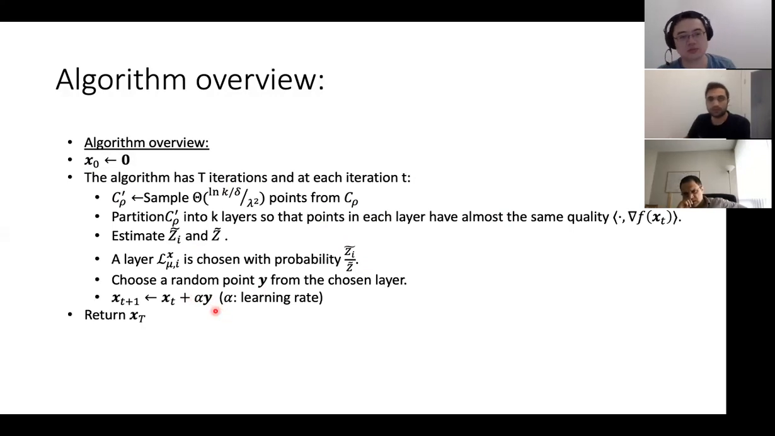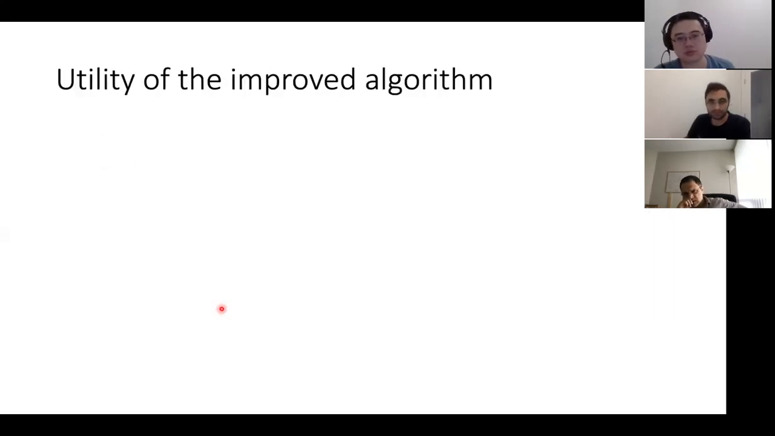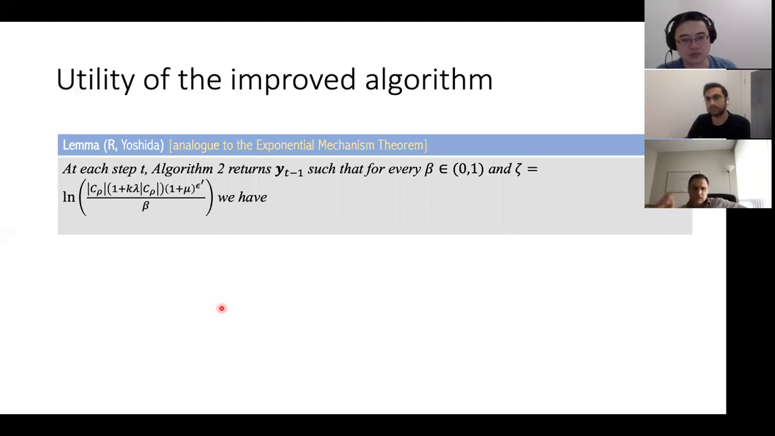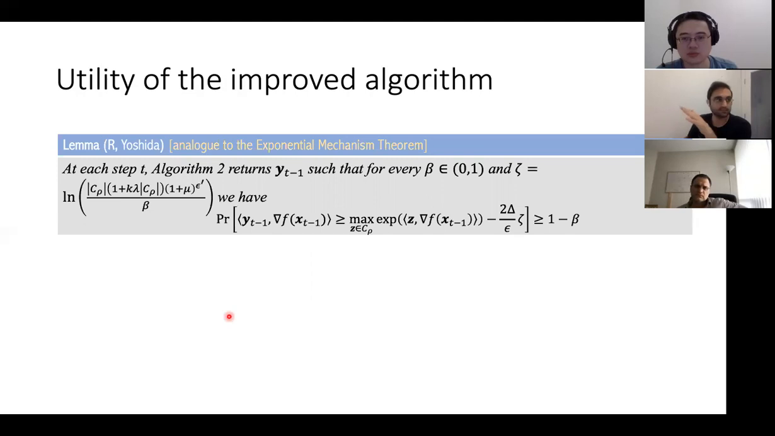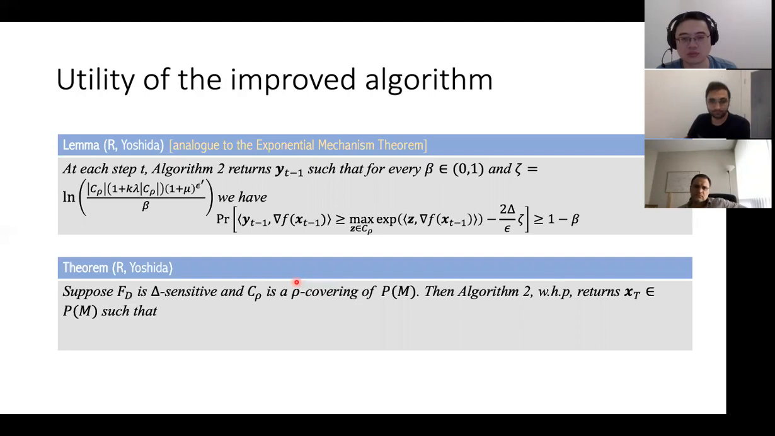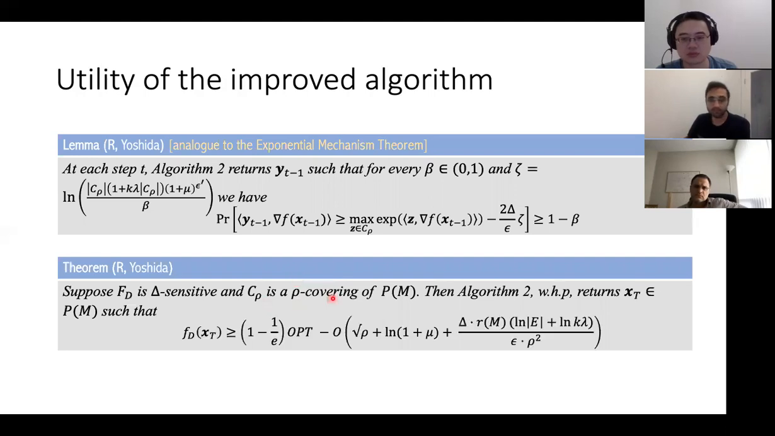Okay. So the utility analysis is slightly different because we have put a mask over this exponential mechanism, right? And then we have to prove an analogous version of the exponential mechanism. And then at the end of the day, we can prove that we still get a 1 minus 1 over e approximation to the optimal. But as you see, the additive error is worse, right?